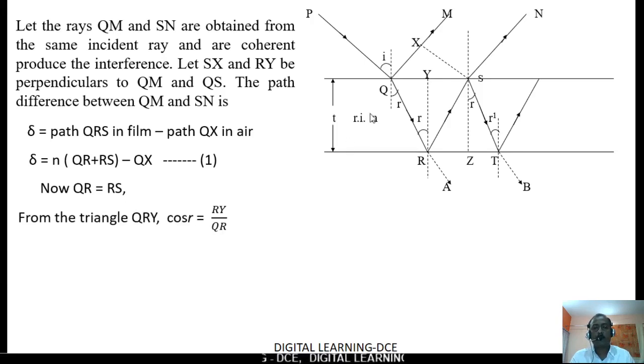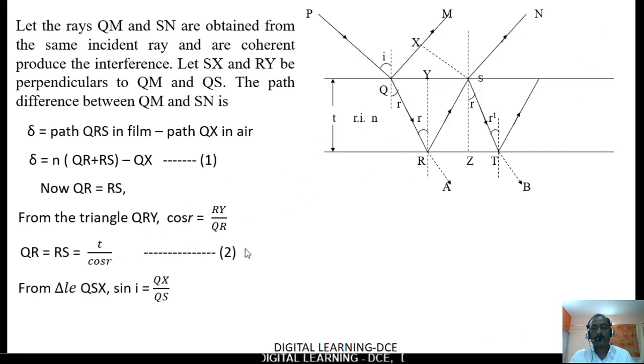From the triangle QRY, cos R is defined as RY by QR. Therefore, QR equals T upon cos R. Here QR equals RS, therefore each is equal to T upon cos R, since RY means the thickness of the medium, that is T. Let it be equation 2.